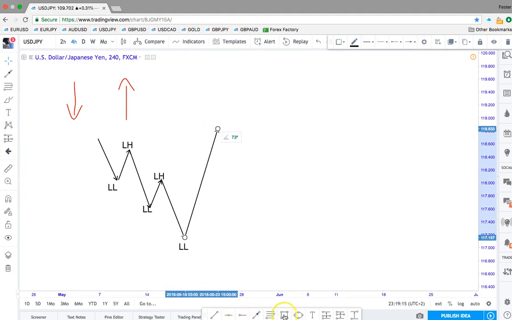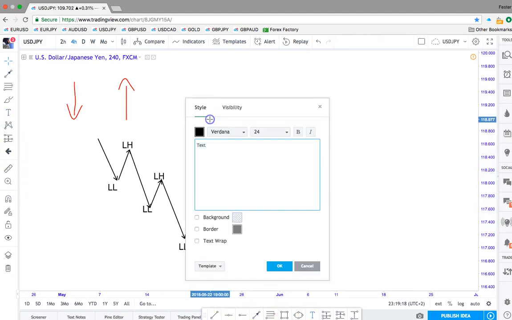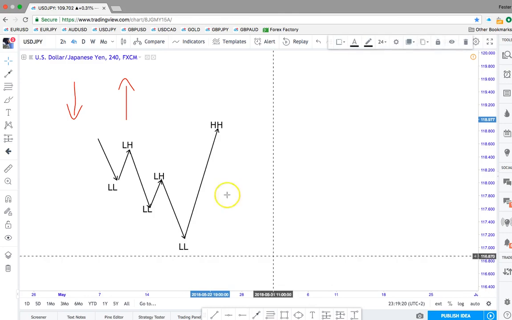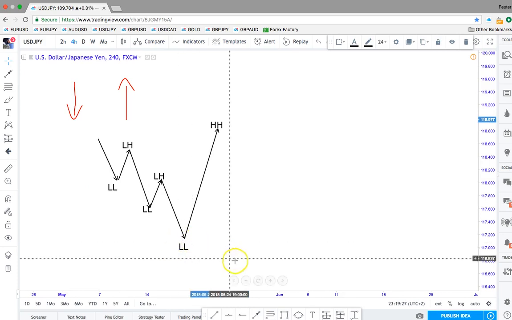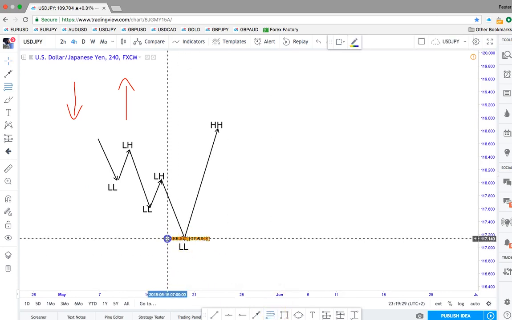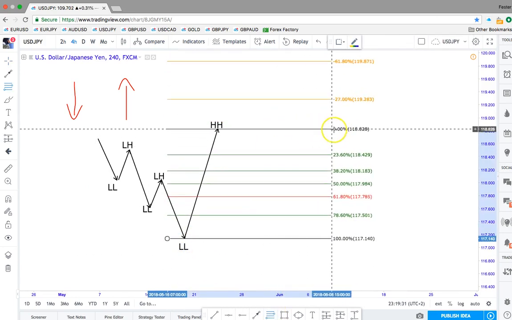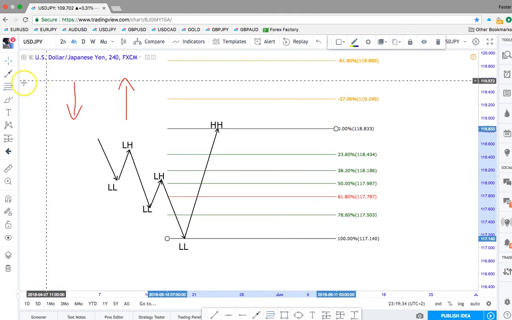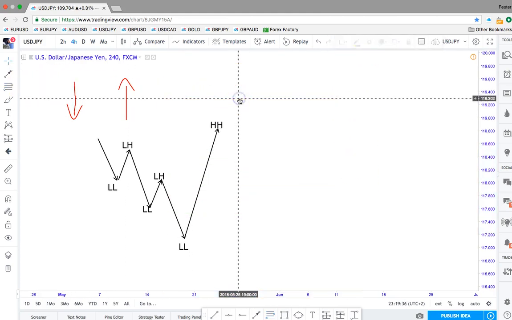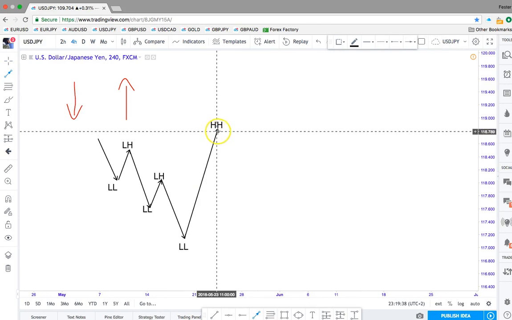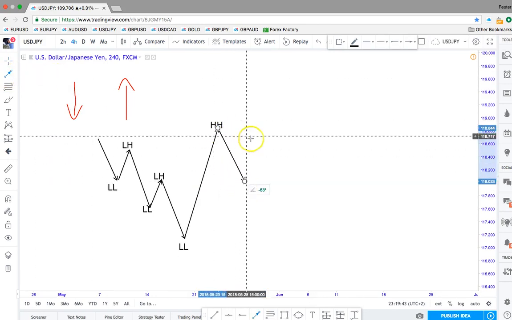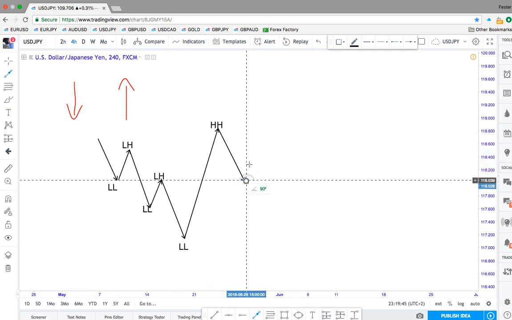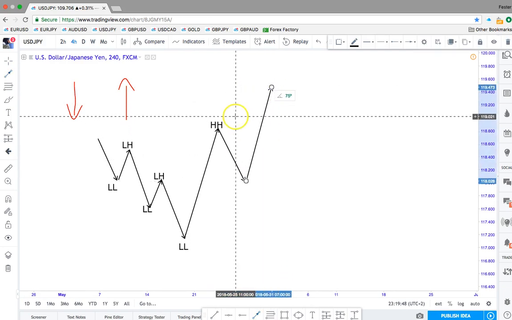What is that now called? That's called a higher high. Okay, so that is now broken structure, but we need to wait for the pullback. Remember, if we were to take out our fibs, this would be A to B, right? So that's our A to B leg. So all we're waiting for is the pullback. Then we get in on a buy and ride it up.